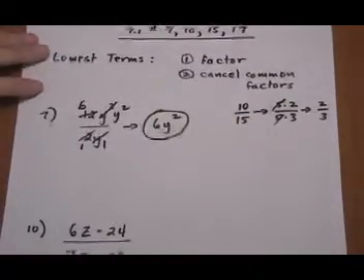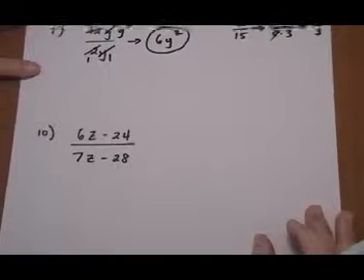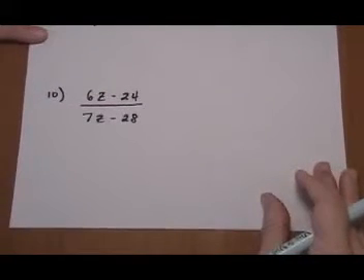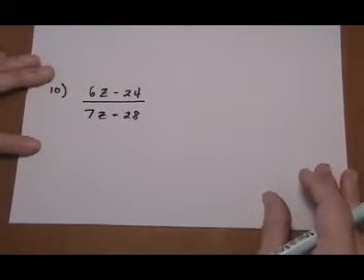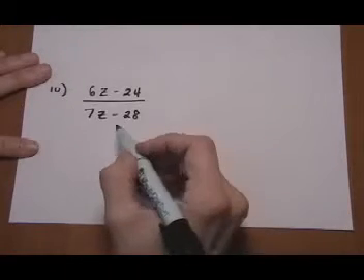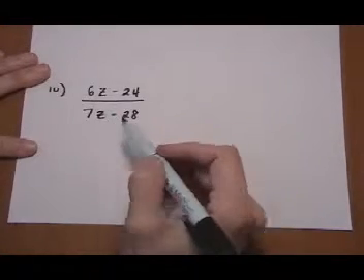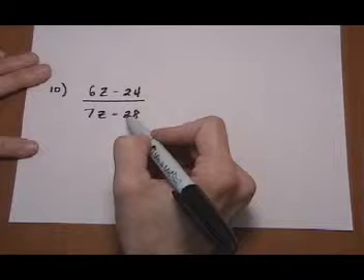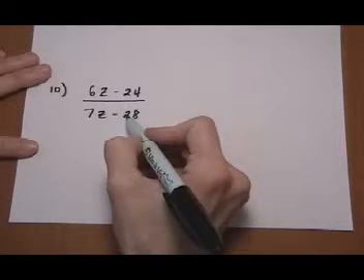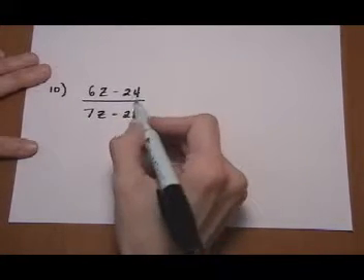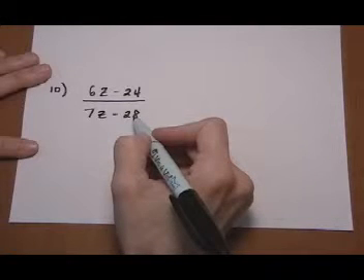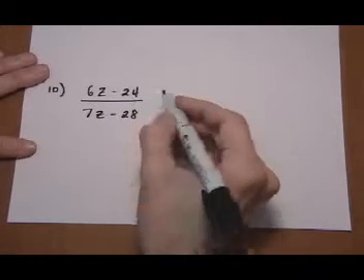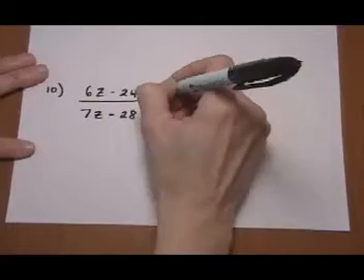And the next one, 6z minus 24 over 7z minus 28. First step we want to do is to factor. So we don't want to hop in and do any kind of canceling. Like right here, 28 and 24. We could divide both of those by 2 if we wanted to, or by 4. But we don't want to do that until we factor. So always factor first.